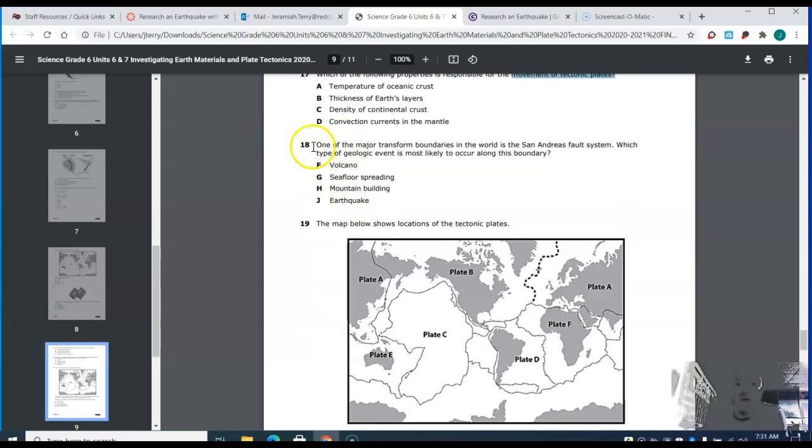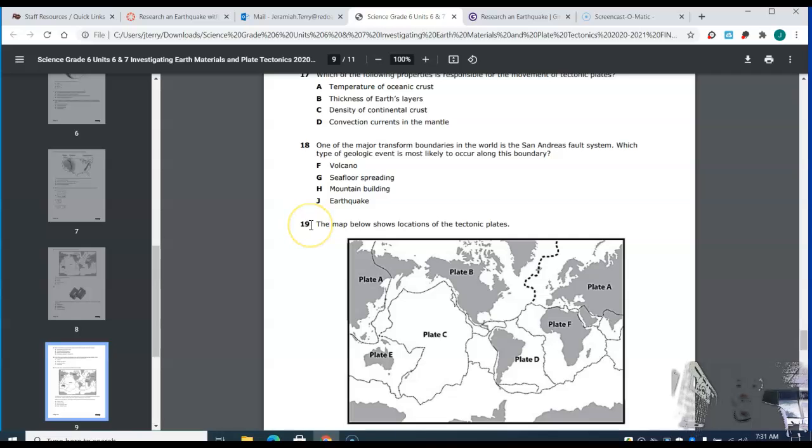Number 18, one of the major transform boundaries in the world is the San Andreas Fault System. Which type of geological event is most likely to occur along this boundary? Is it F, a volcano, G, seafloor spreading, H, mountain building, or J, an earthquake?